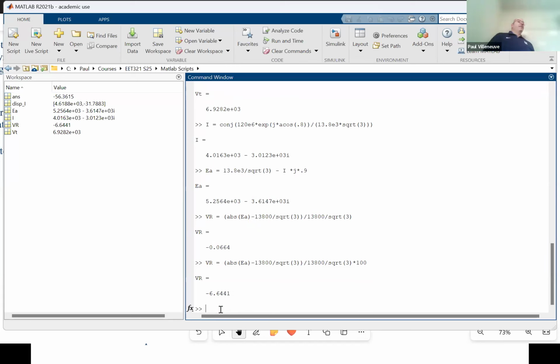So I get a negative 6.6% VR. It's negative because the voltage drops, right? Because all that excitation that I was getting from the system now disappears. So that goes away.